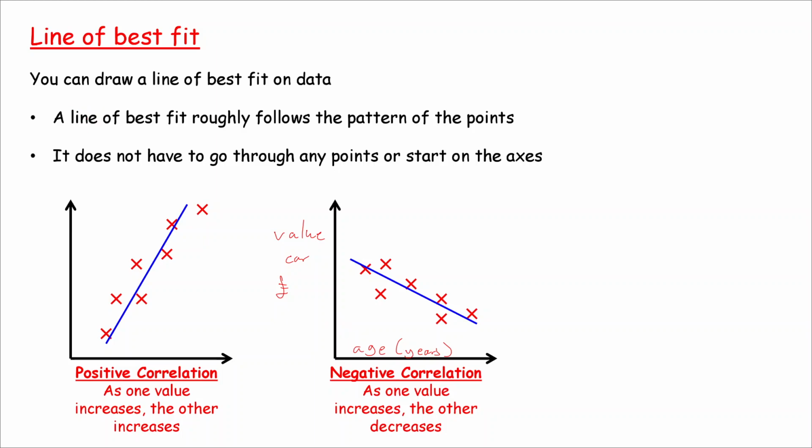And again, your line of best fit is this blue line here, and it's showing the trend of the data, okay? It roughly follows the pattern of the points. And again, it doesn't go through all of the points, and it doesn't start on the axis. You can see here, it's not going through actually any of the points, well, not the center of them. It doesn't start down here or anything. But it does show the pattern of the points.